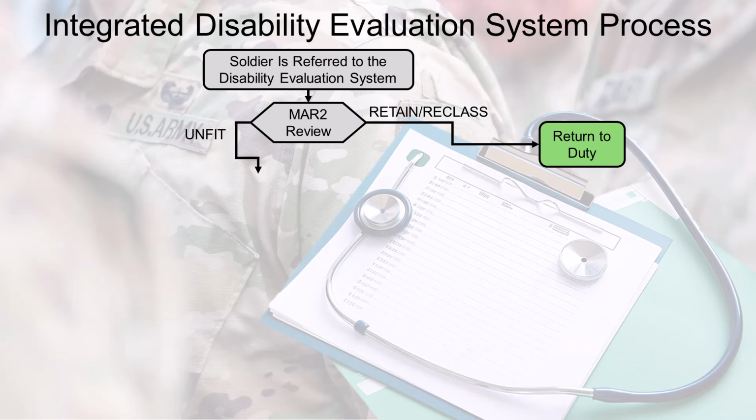The first stop for most folks is the MOS Administrative Retention Review, or the MAR-2. The MAR-2 is an administrative process conducted by the unit commander and the Installation Retention Office to determine whether a soldier can be retained in their primary MOS or reclassified into another MOS. There are essentially three outcomes here: retain, reclassify, or refer for disability evaluation.